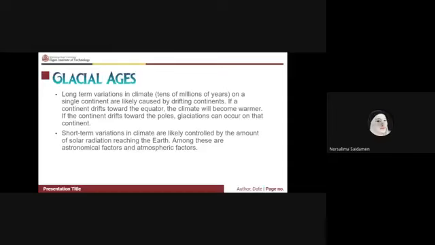variation on a single continent, it is likely caused by drifting continents. So if a continent drifts toward the equator, the climate will become warmer. If the continent drifts toward the poles, glaciation can occur on that continent. Short-term variations in climate are likely controlled by the amount of solar radiation reaching the Earth. Among these are the astronomical factor and the atmospheric factor.